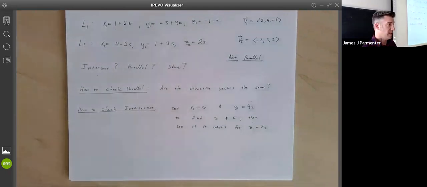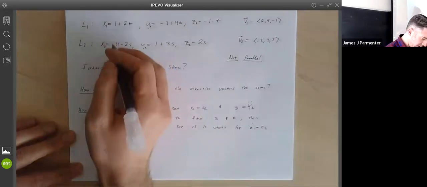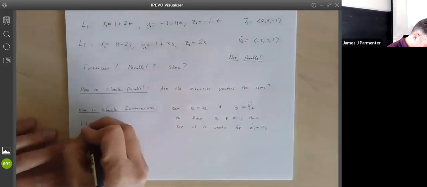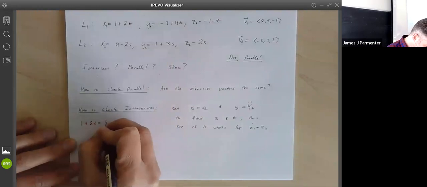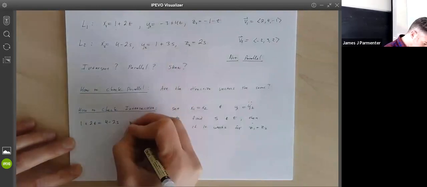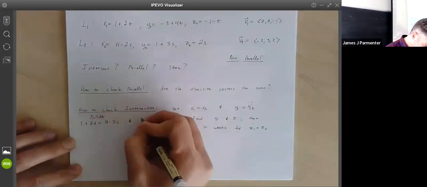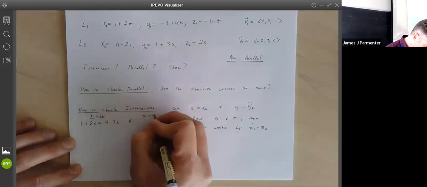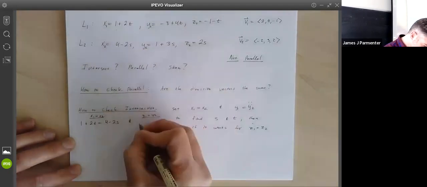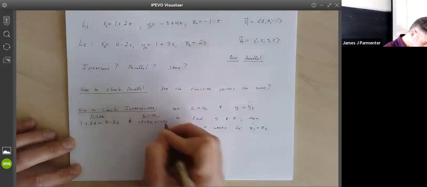After we find the s and the t that work for those, we'll plug them into the z equation and see if it works for that. I know we've done this before, but it's good to practice. So I'm going to set x1 equal to x2. So I have 1 plus 2t equal to 4 minus 2s. And then y1 equal to y2 is going to give me -3 plus 4t equal to 1 plus 3s.